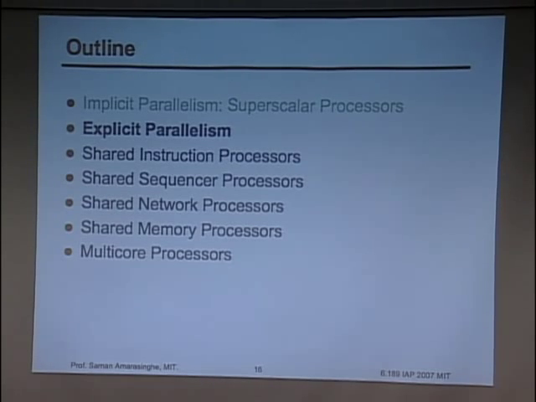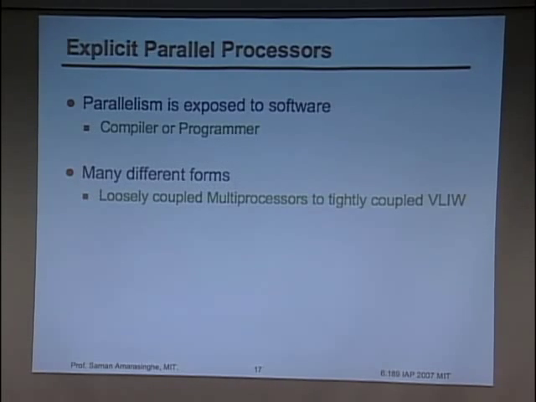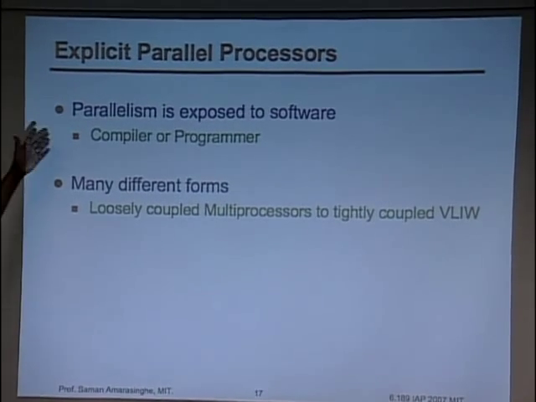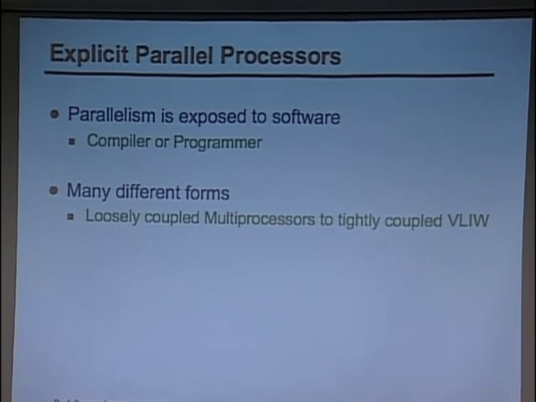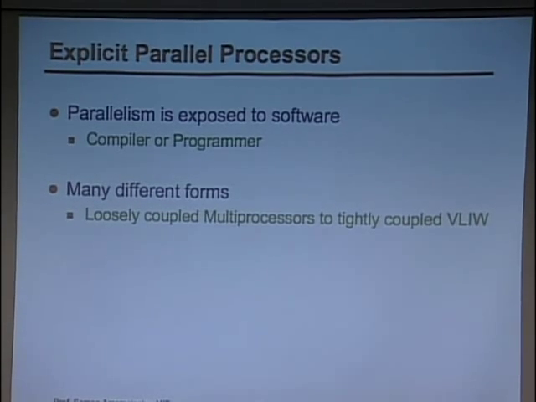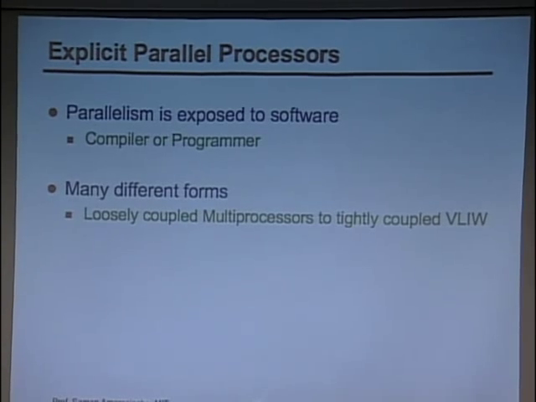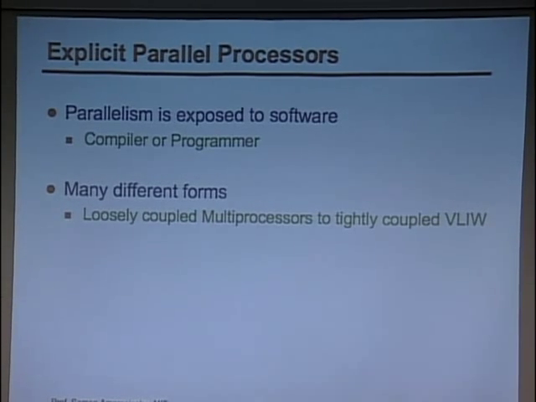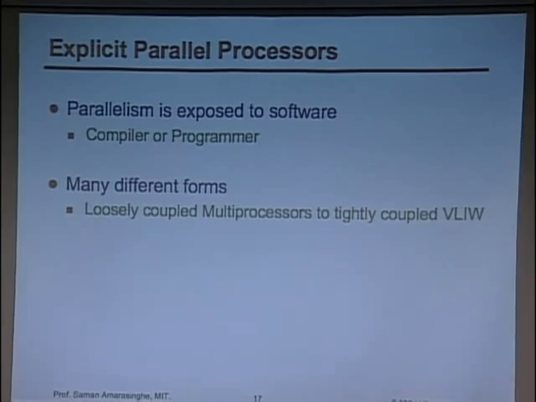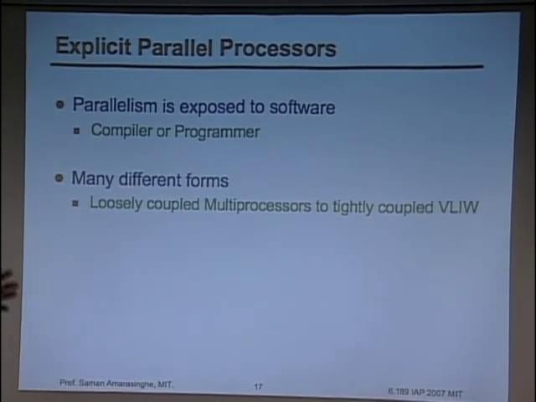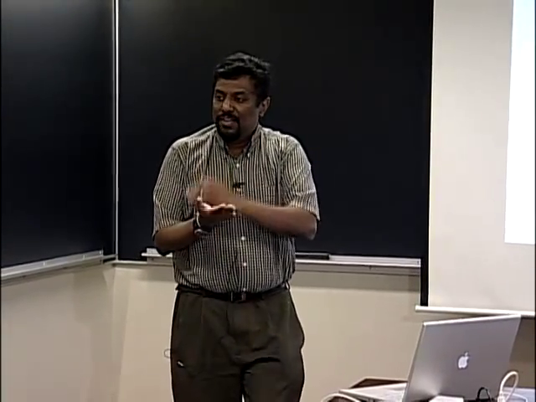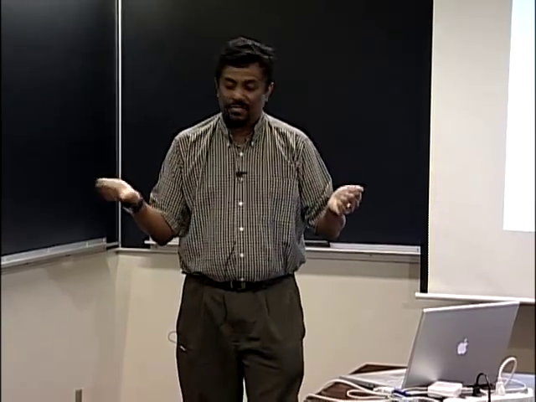Okay, so let's switch gears a little bit into explicit parallelism. This is kind of where we are today, where we are switching. Basically, these are the machines with parallelism exposed to software, either the compiler. So you might not see it as a user, but it's exposed to some layer of software. And there are many different forms of it, from a very loosely coupled multiprocessor sitting on a board, or even sitting on multiple machines, things like a cluster of workstations, to very tightly coupled machines. So we will go through and figure out what all the flavors of this are.